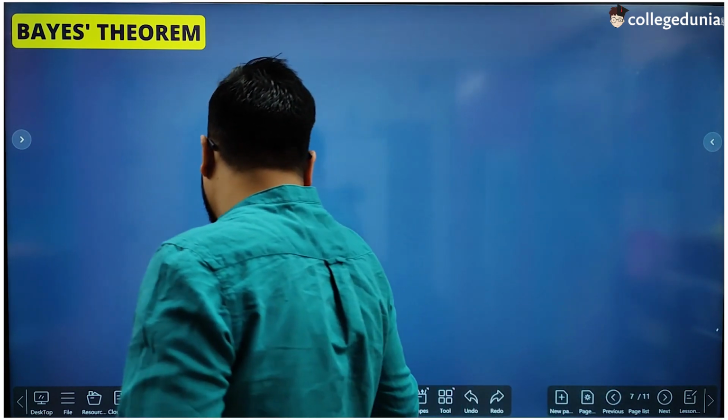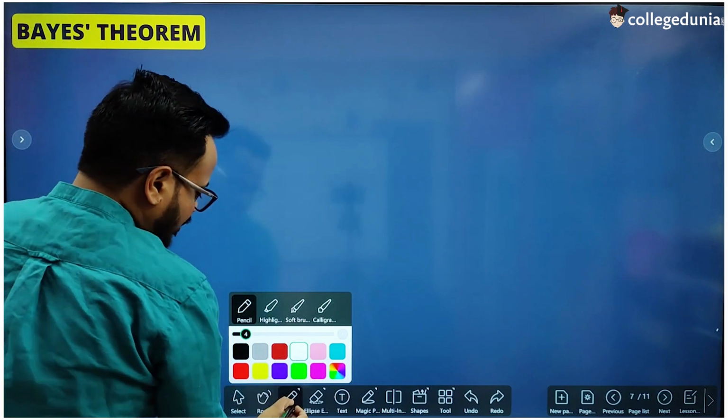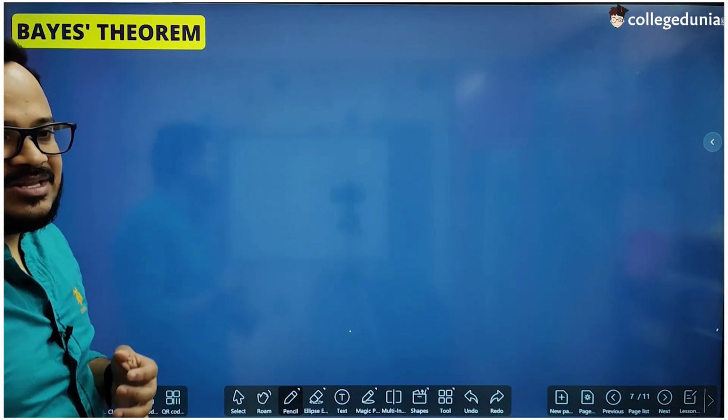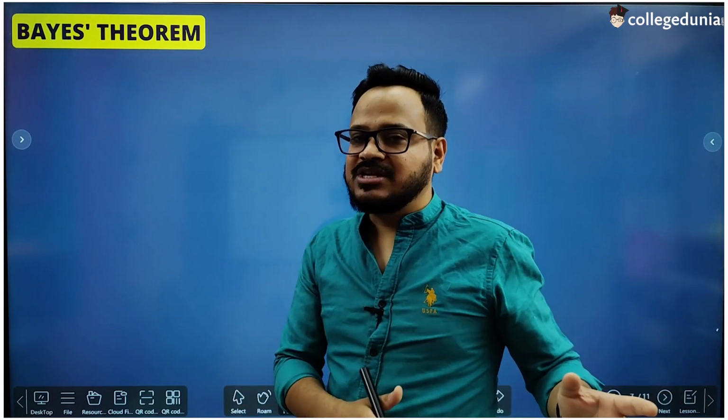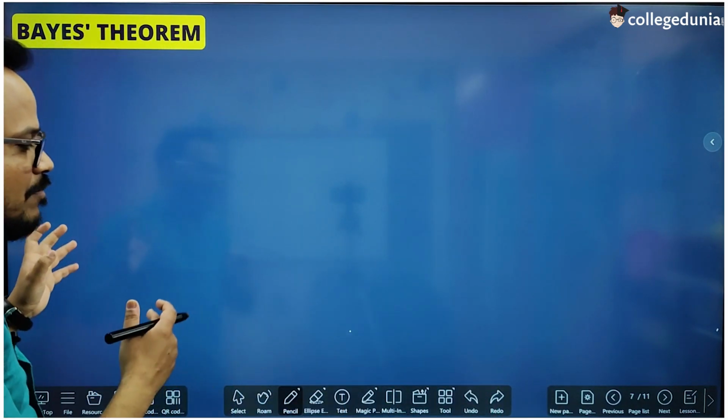So let's start. Before understanding this theorem, you have to know the basic terms of probability from class 12th, that is, what is conditional probability, what are independent events. So if you haven't seen the first two lectures of probability, you have to watch those lectures first, and then you will be able to understand the concepts of Bayes theorem.